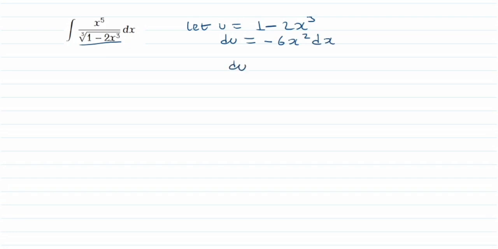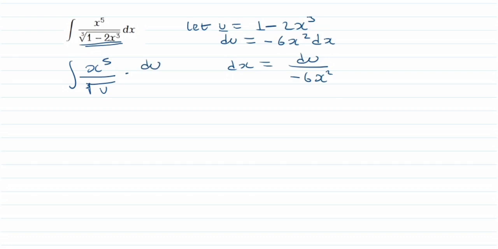So with this one, we're going to make dx subject of the formula. So we'll have du equal to negative 6x squared dx, so dx will be equal to du over negative 6x squared. With this one, we're going to plug in where there is dx, we put du over negative 6x squared. So we're going to have the integral of x power 5. Then for this part down here, we've let it to be u. So we're going to have the cube root of u multiplied by du over negative 6x squared.